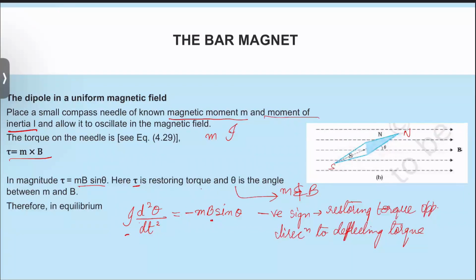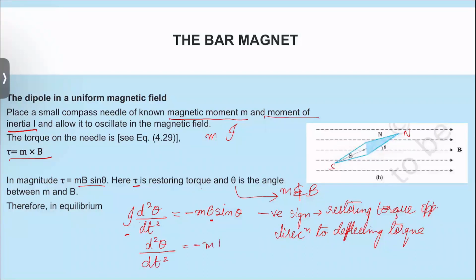Then you can reduce this equation to d square theta by dt square is equal to minus mB by the moment of inertia times theta. We are considering sine theta almost equal to theta if we consider theta to be very, very small, and in radians.